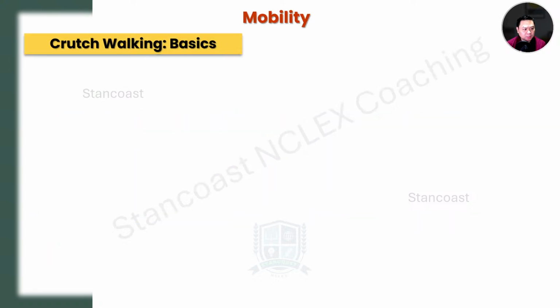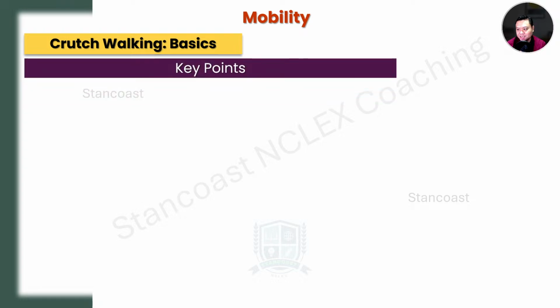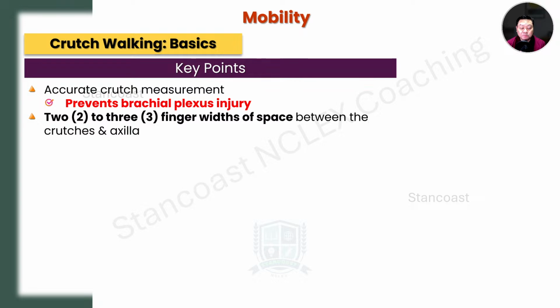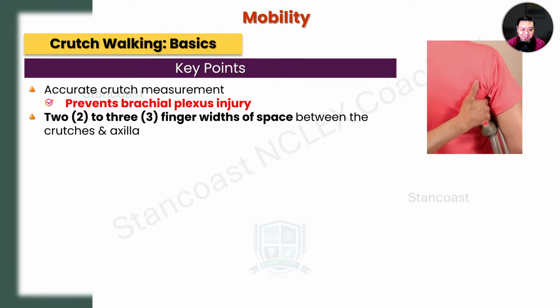Let's have a number 10 afterwards. So here's the deal. When you're starting to have a patient use their crutch, or before you're going to initiate that, make sure that there is proper measurement of the crutch. This is to prevent injury of the brachial plexus. Again, there should be at least 2 to 3 finger widths of space between the crutches and the axilla. So take note of that. The armpit should not rest on the crutch pad.